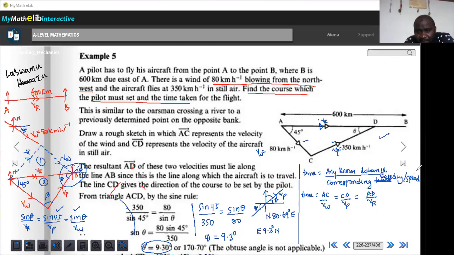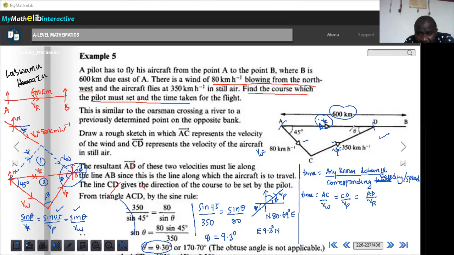Now, according to the distance we have, the only distance known is AD, from here to the destination, which is 600 kilometers. But we don't have VR yet. Can we find the VR?